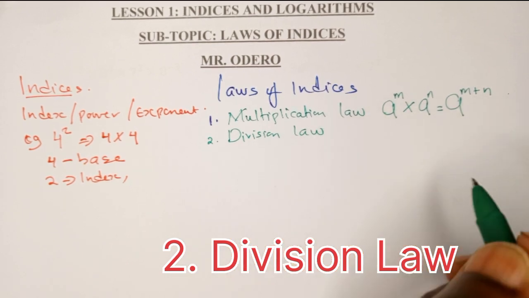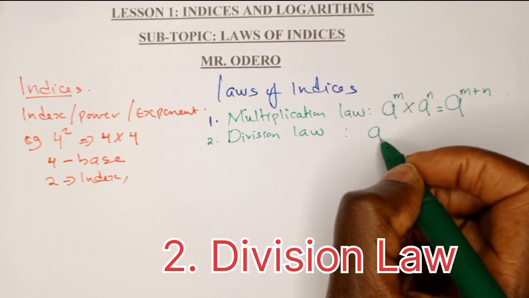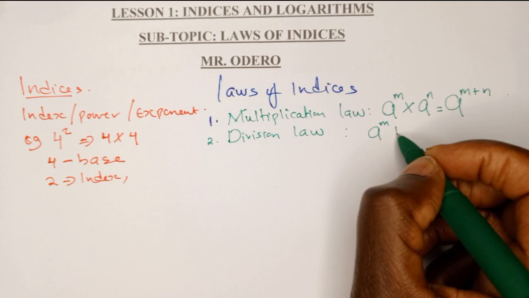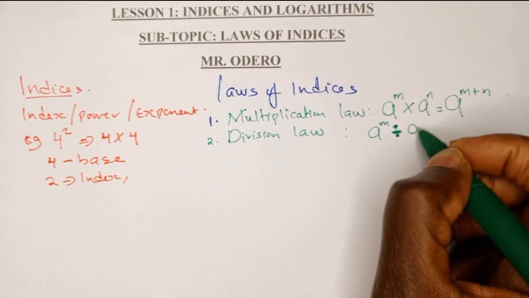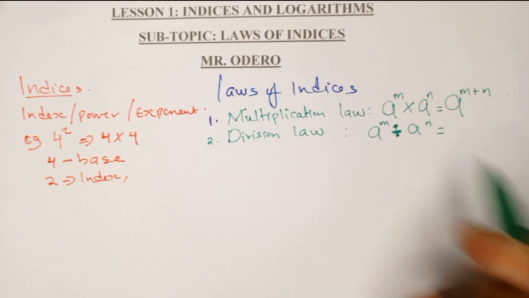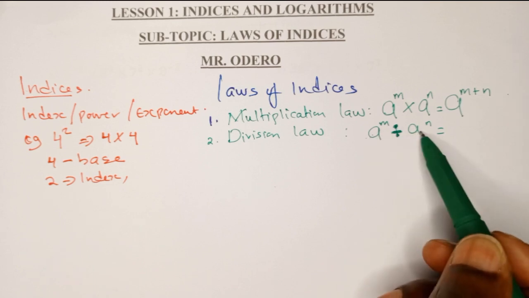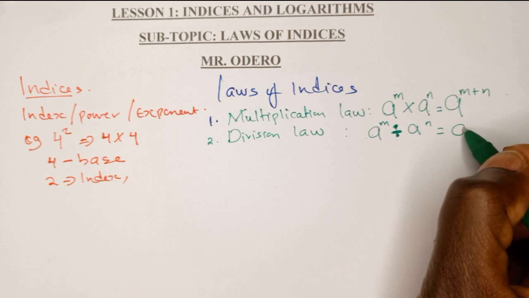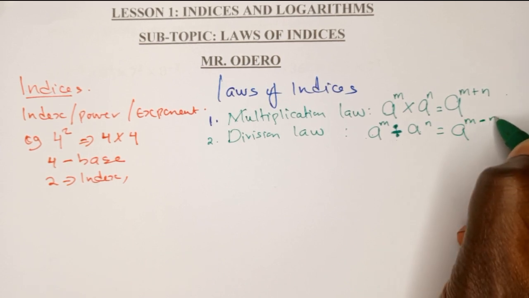Law number 2, we call it the division law. This law states that if you have a as a base raised to power m, divided by a raised to n, so if this is division, the bases are the same and the sign between them is division, you minus the powers. So that will be a raised to m minus n.